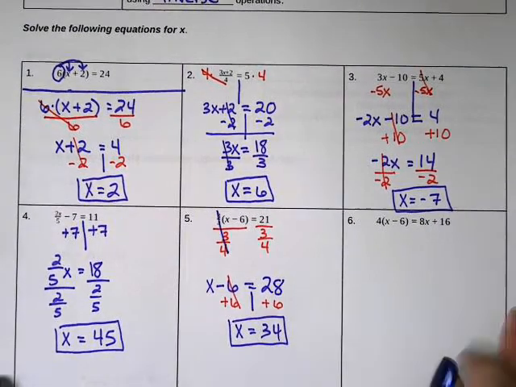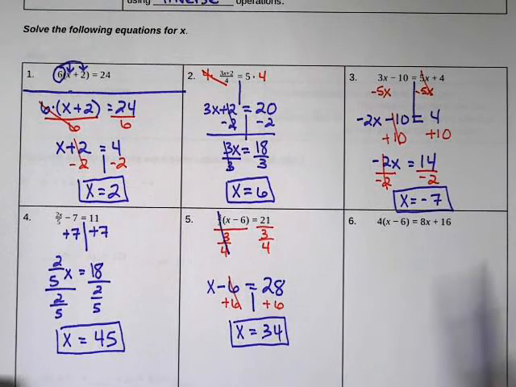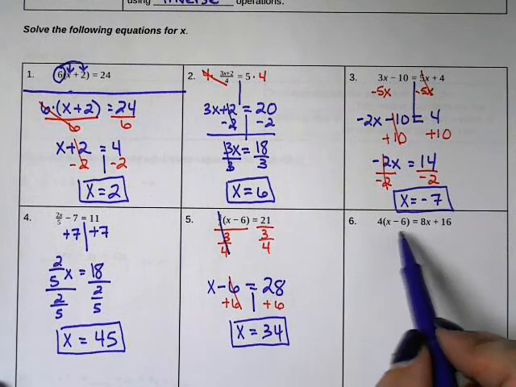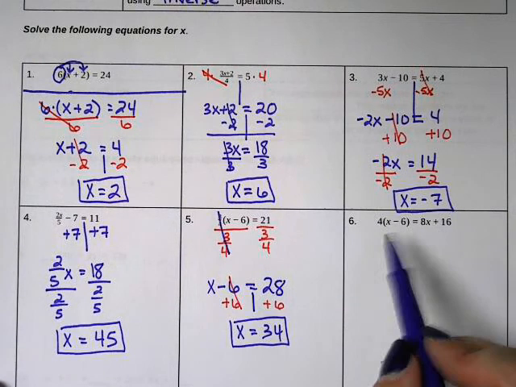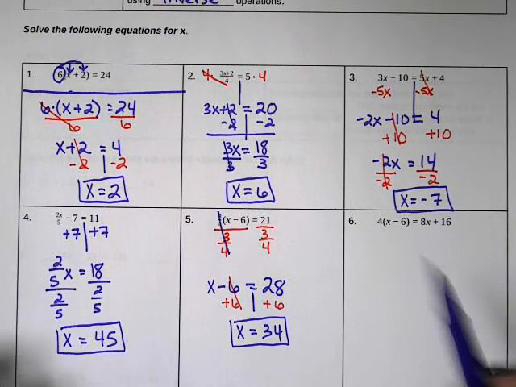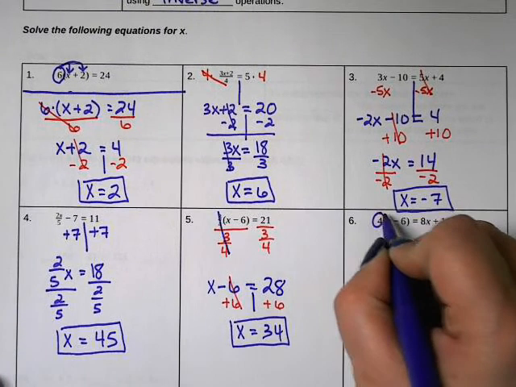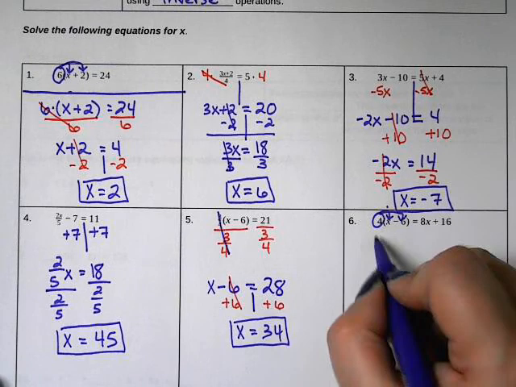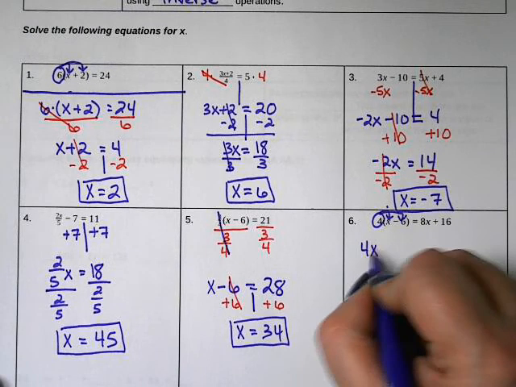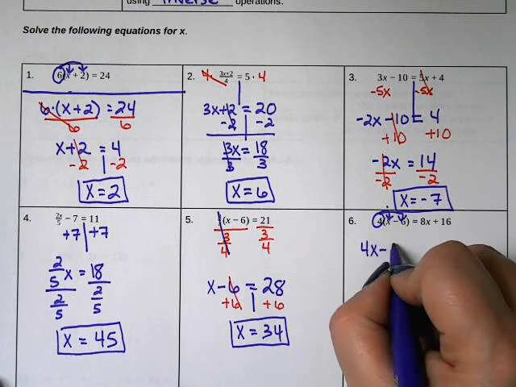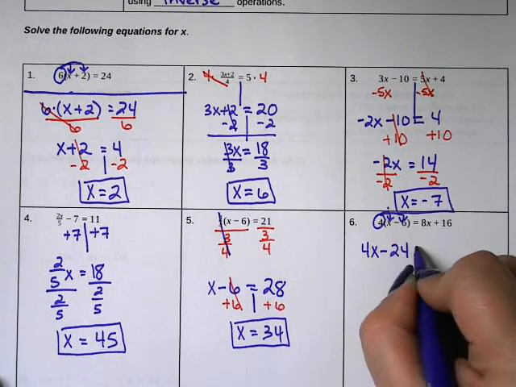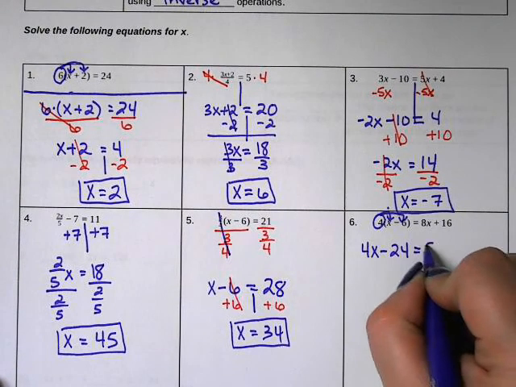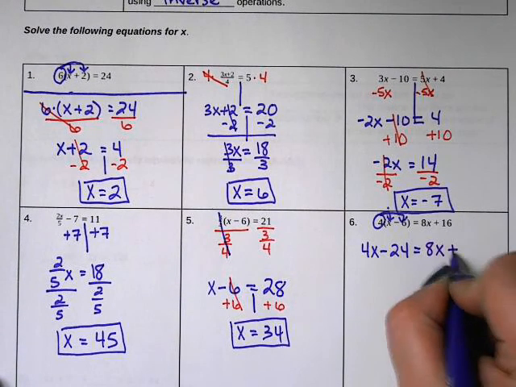All right, now for number 6, let's take a look. We've got parentheses, and because we have x's on both sides, we are going to have to actually distribute here. So if I take this 4 and distribute it inside, I know that distribute means multiplication, so I'd have 4x minus 4 times 6, which is 24, equals, on this side I didn't change anything, so I just have 8x plus 16.